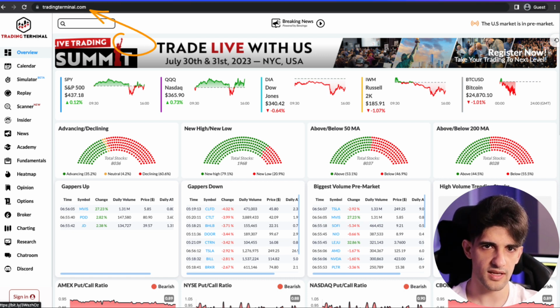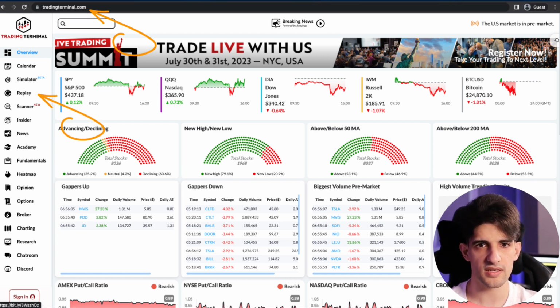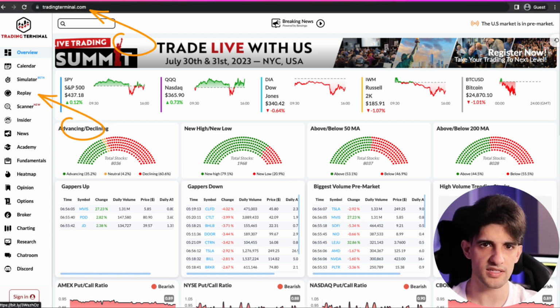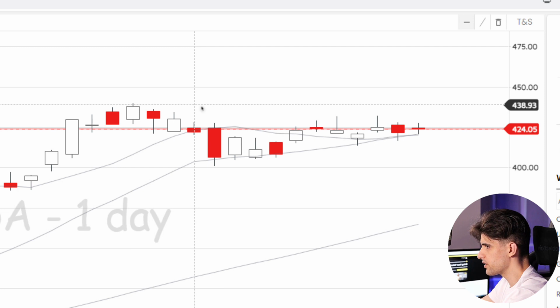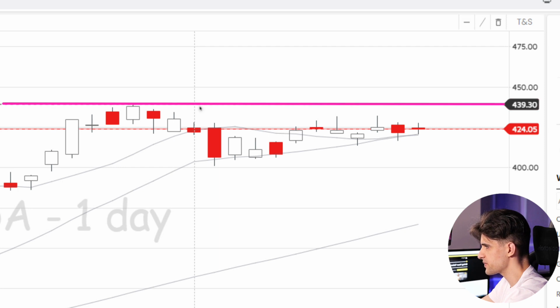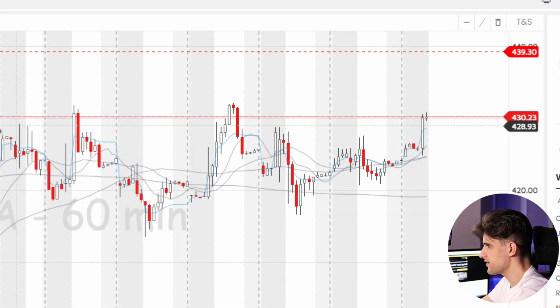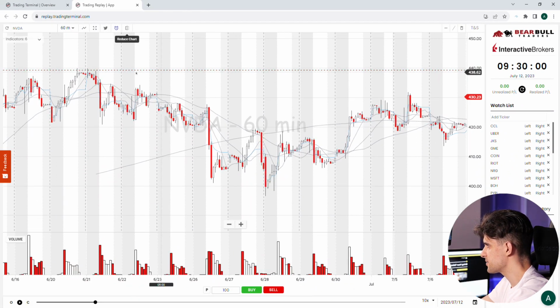So let's go to the trading terminal replay feature and see how I executed that trade on a smaller time frame in real time. So as we mentioned before, that is approximately the level where we want to play the reversal from, approximately around the 439-ish area. This level could actually be confirmed in the 60-minute chart.